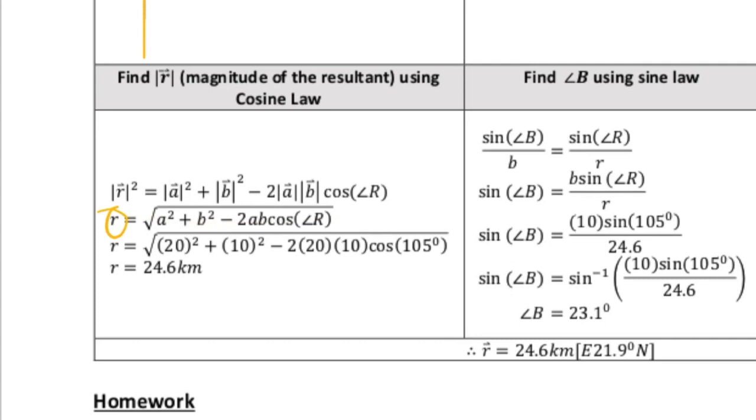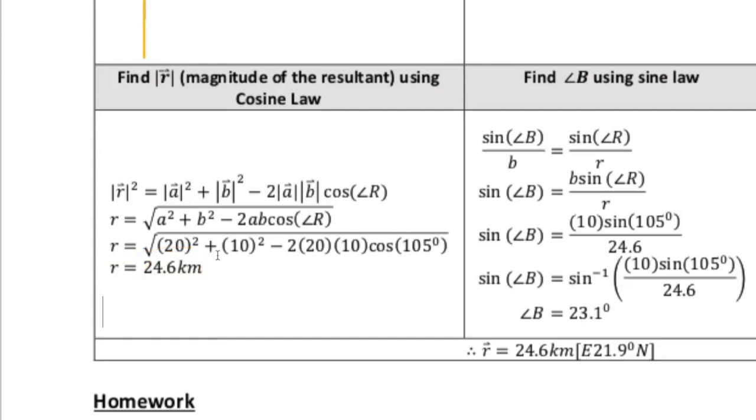That means magnitude as well. This is technically a more precise way of just saying it, but it does take more time to write it out. All right, so isolating for R, I take the square root of both sides. So that's the square root of a squared plus b squared minus 2ab cos angle R. Substituting these values in, we get 24.6 kilometers.